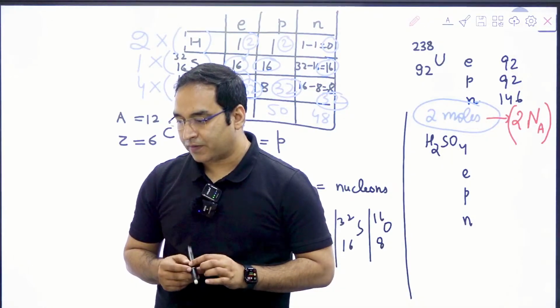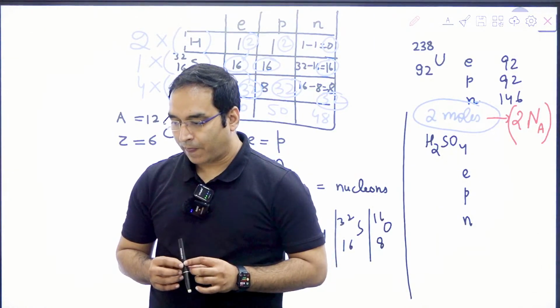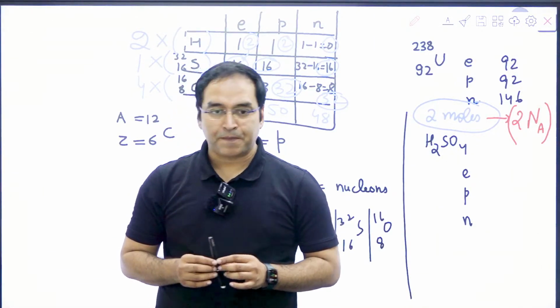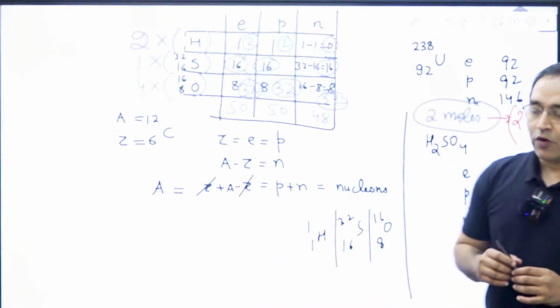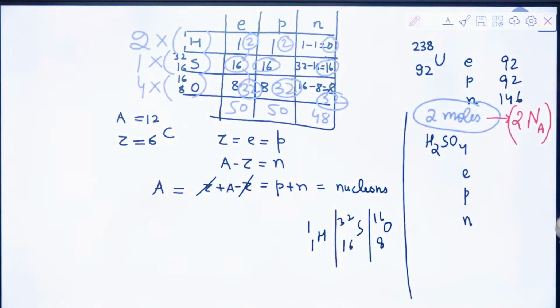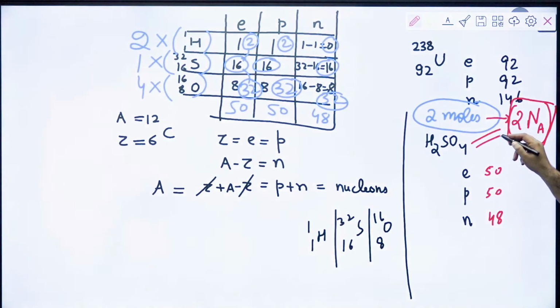Can you answer, Shelly? Melinda? For one unit, for one H2SO4, the answer is 50, 50, 48. For these many H2SO4, what will be your answer? Exactly. Multiply 2Na in all the numbers. Shelly, is it clear?